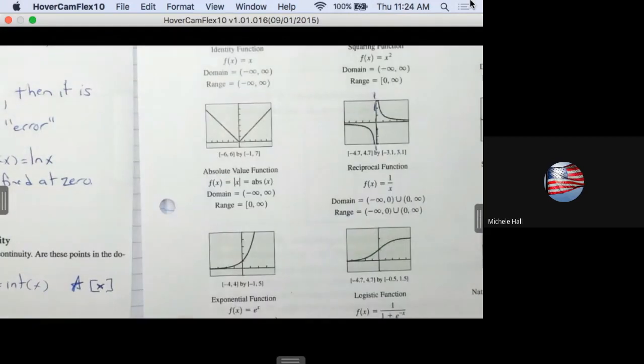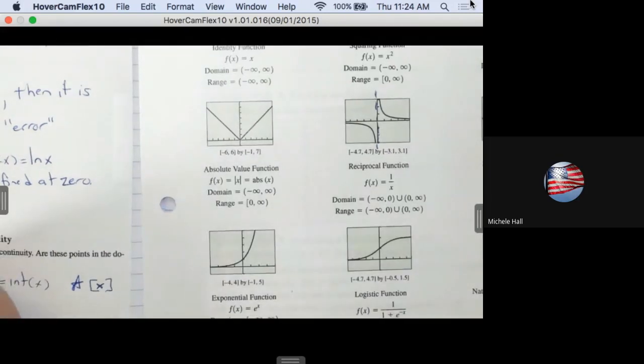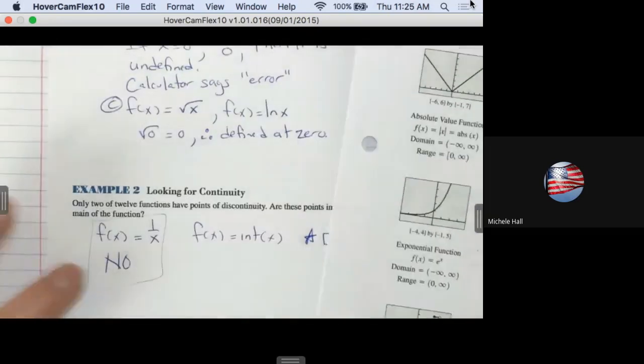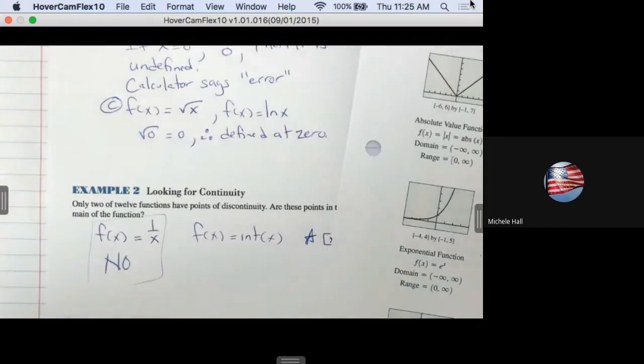Are these points in the domain? No, I would not say the domain includes 0 on that one. So I would say no. But this one's different. So no for this one. No for the reciprocal function, but what about the integer function?